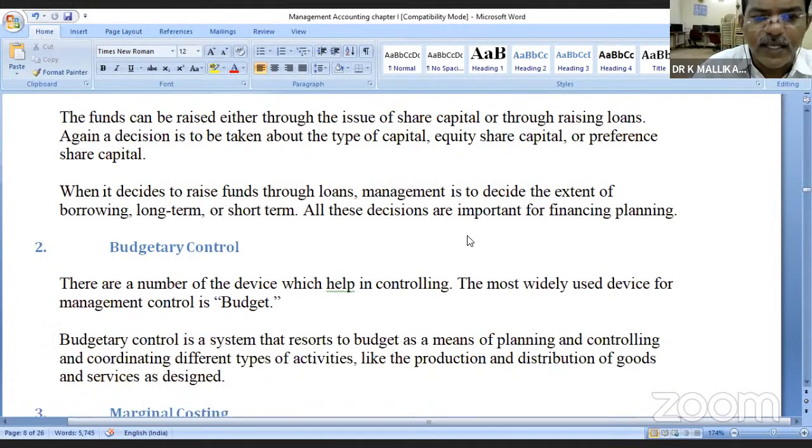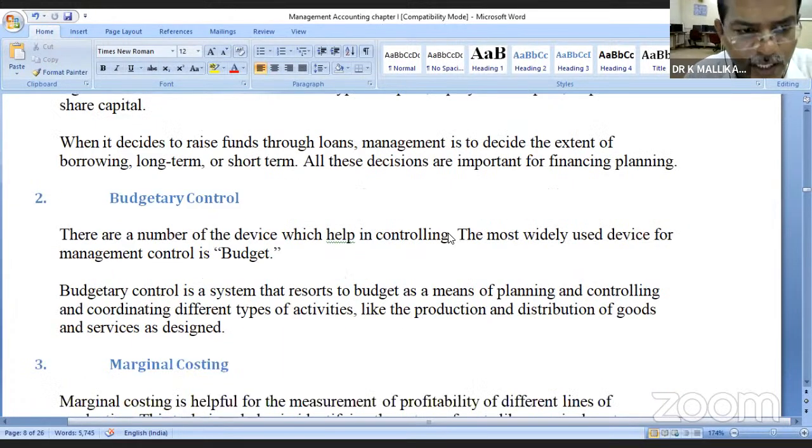The second important tool is budgetary control. The most commonly used tool for directing management is budgets. Even the government prepares budgets. The central government announces its budget every year on 1st February, and the state government announces theirs in the first or last week of February or March. Why does the government announce budgets? Because a budget sets a boundary for doing activities.